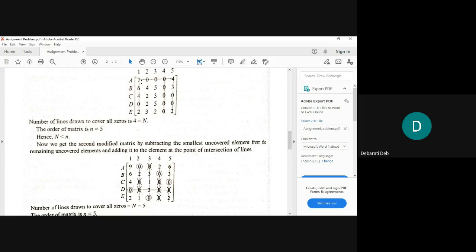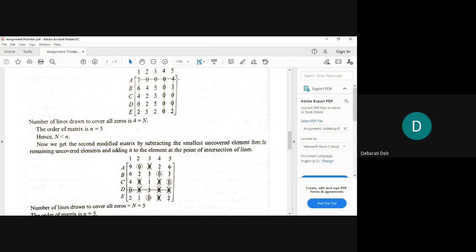Then 0 will remain 0. Then again 0 will remain 0, because these zeros are covered elements. So we will not touch the covered elements. We will keep them as it is. And also there are no intersecting points on those two zeros, so they will be as it is. So first element was 9, then 0, 0. Then the third 0 has an intersecting point, so in place of 0, we'll write 2.